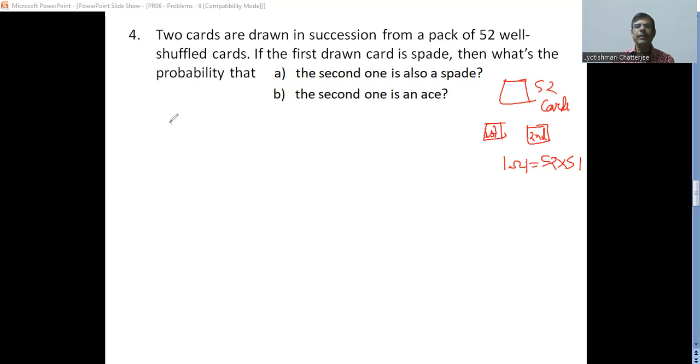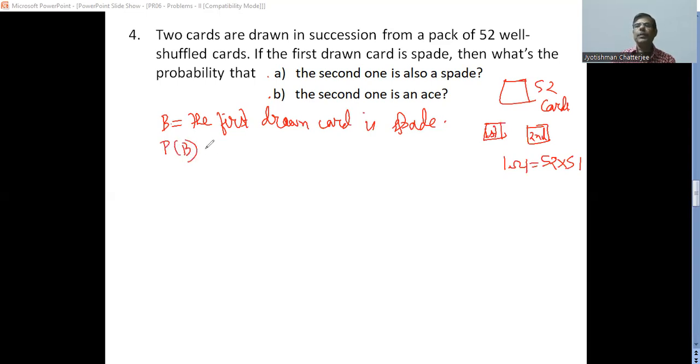Here we are given some information, and we are supposed to compute conditional probabilities of these two things. What are we given? We are given that the first drawn card is a spade. What is the probability of that event?